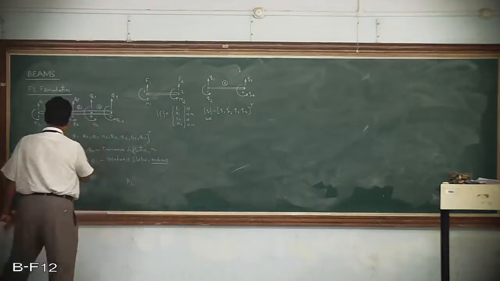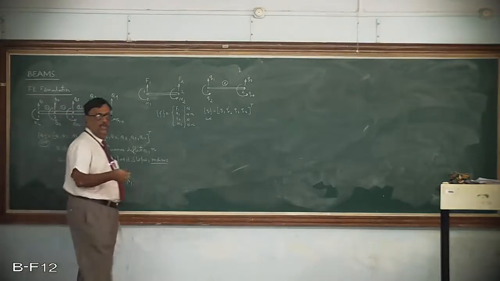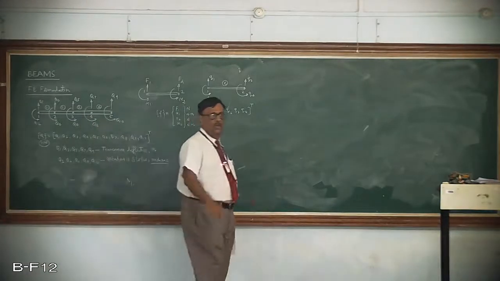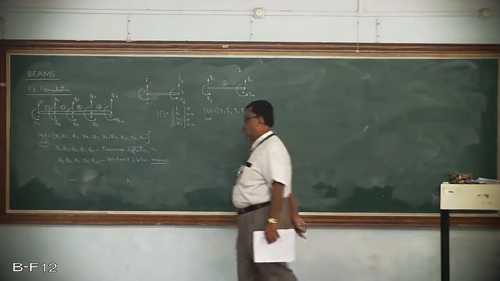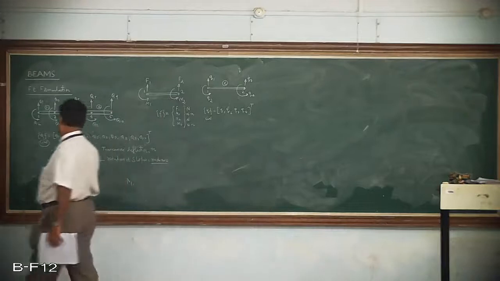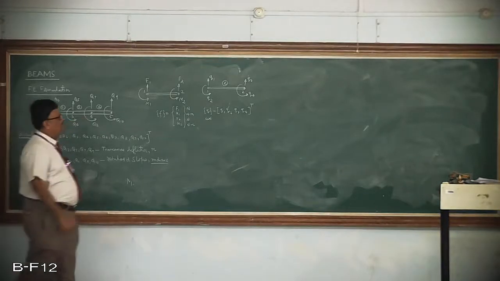Whereas, the size of this depends upon the total number of nodes times 2, that is the total number of degrees of freedom associated with that. That is going to be the global nodal displacement vector. This is called the global nodal displacement vector, and this is the elemental level one.